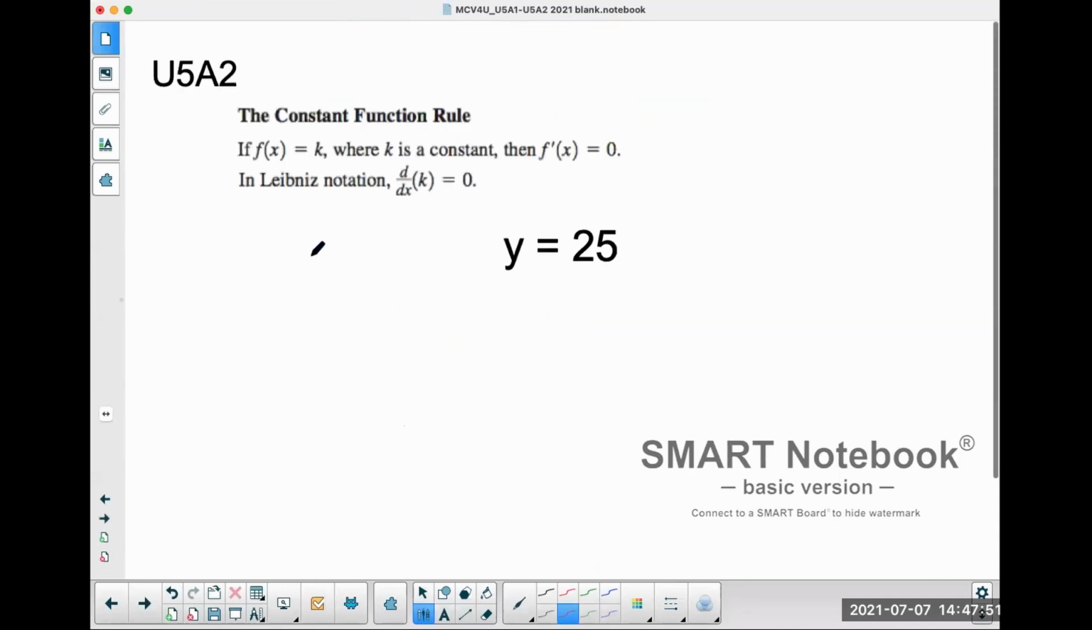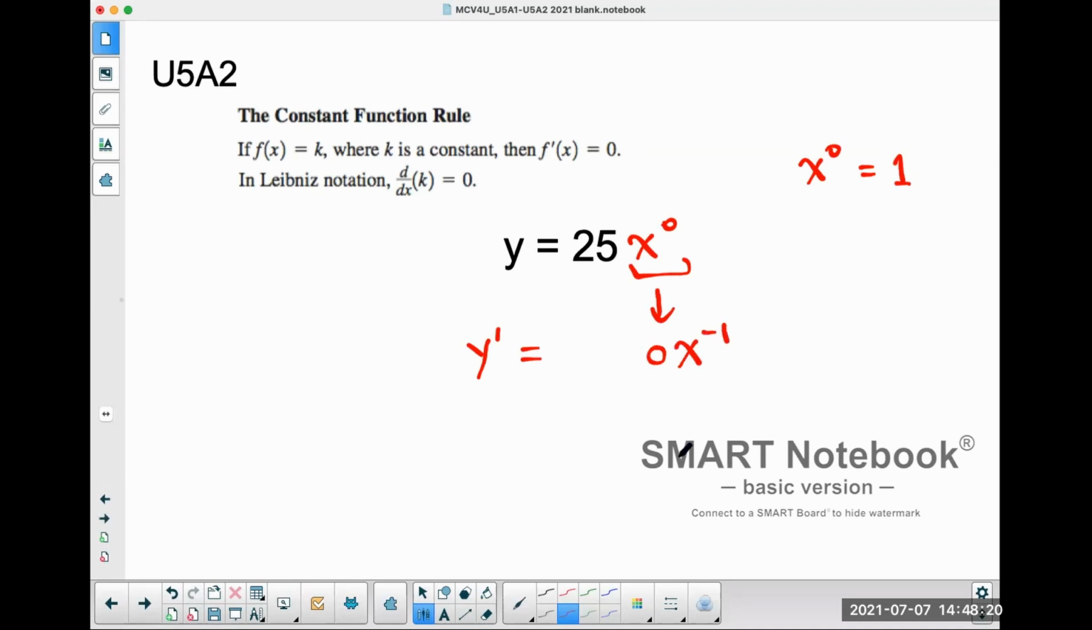Okay, now what if you have a constant? Now you can think of a constant as 25 times x to the power of 0, right? Remember, x to the power of 0 is actually equal to 1. Now what happens when you have a constant? If you apply the power rule on this part, what are you going to get? You're going to get 0 times x to the power of -1, right? I bring down the power as a coefficient, and then I subtract 1.